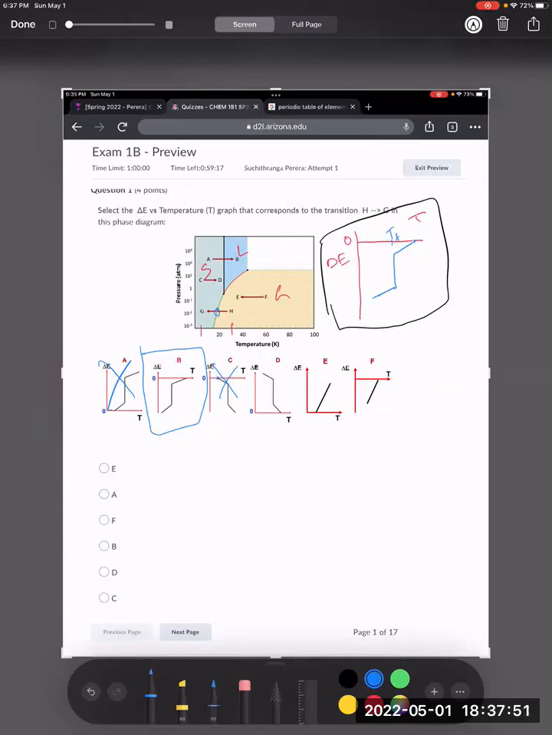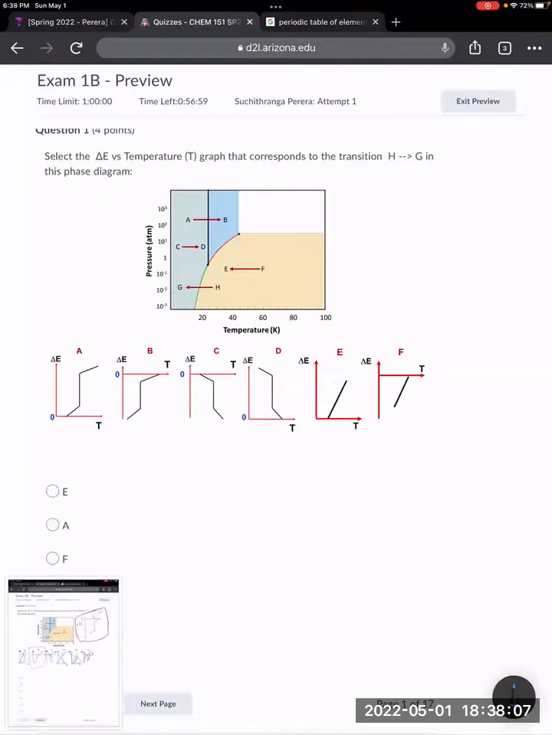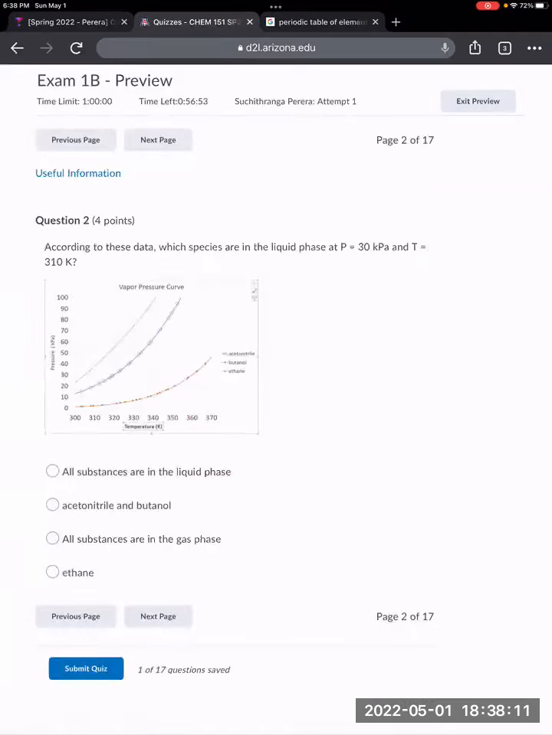And then it cannot be D. Delta E must be negative. And D and E are not possible as well because they don't show the phase transition. All right, so the correct answer is option B. Let's select that. And moving on.